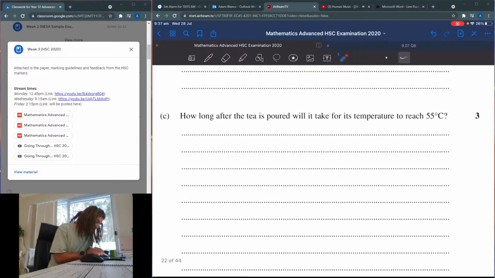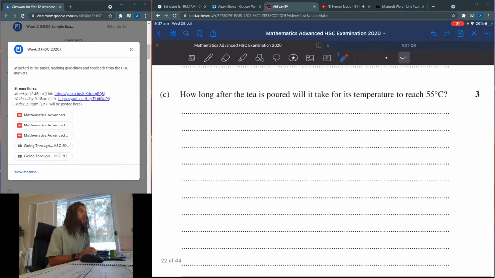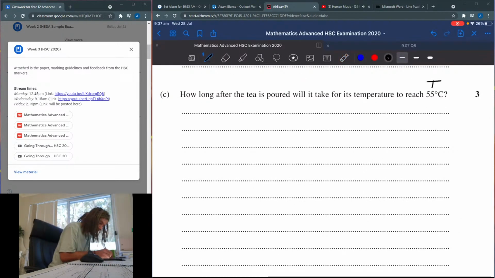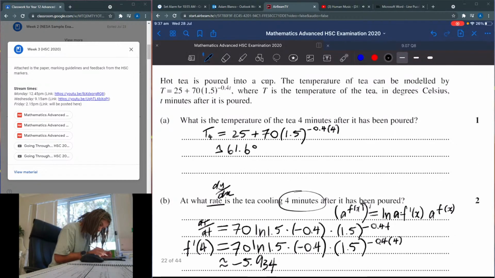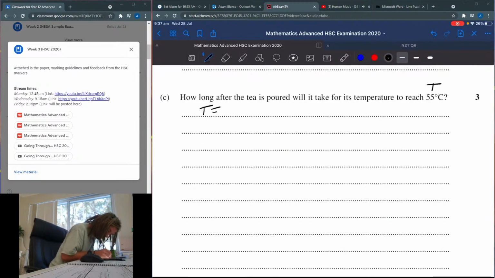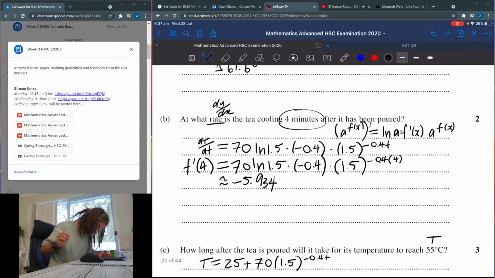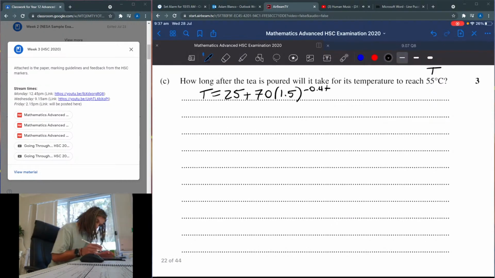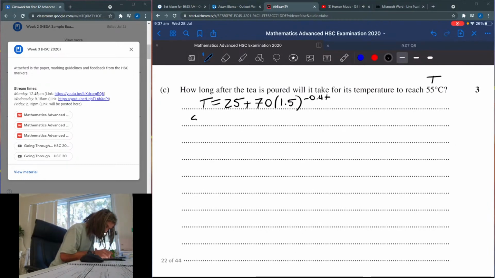Okay, last one. How long after the tea is poured will it take for the temperature to reach 55 degrees? So it's told me that that's T, the temperature. So I'm looking at this first equation again. So T equals 70, let me just write it. Is that right? Yep. Now, if T is 55, that means I'm going to substitute 55 into here. This would give you your first mark. This is 3 marks. I think this is pretty generous, considering it's not that much.